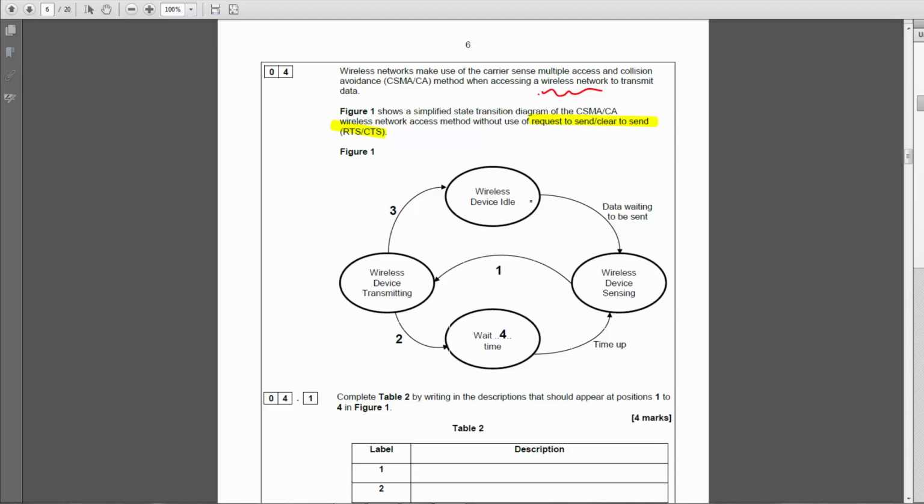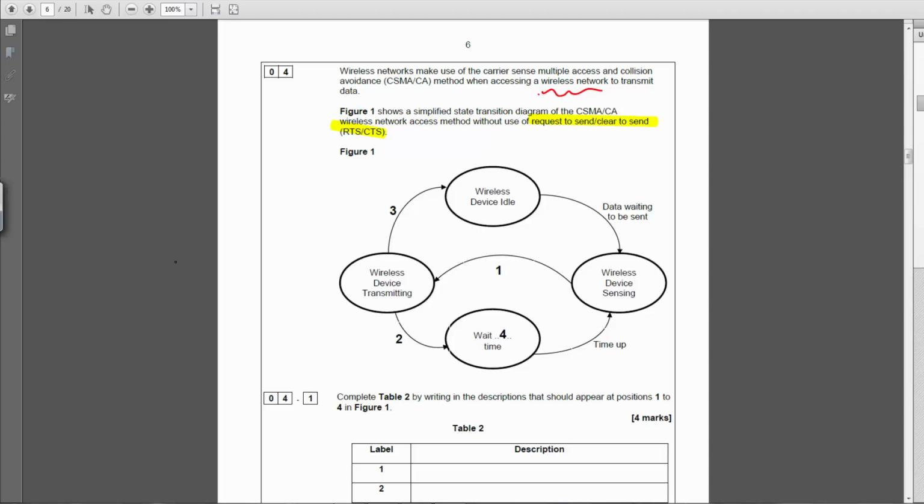So the reason it's random is if two devices are transmitting at the same time and they both realise that actually the channel isn't clear, if they both waited, say, 5 seconds, it's just going to be a recurring cycle of them transmitting at the same time. So if it's random, it's meant to avoid this issue.